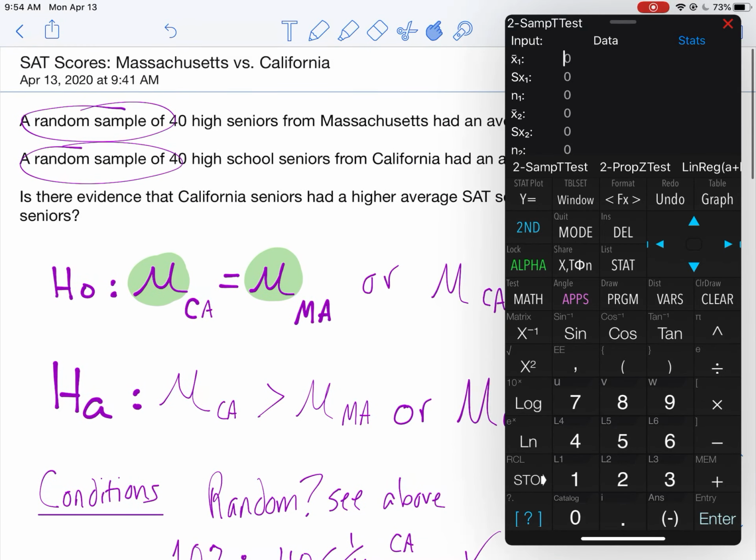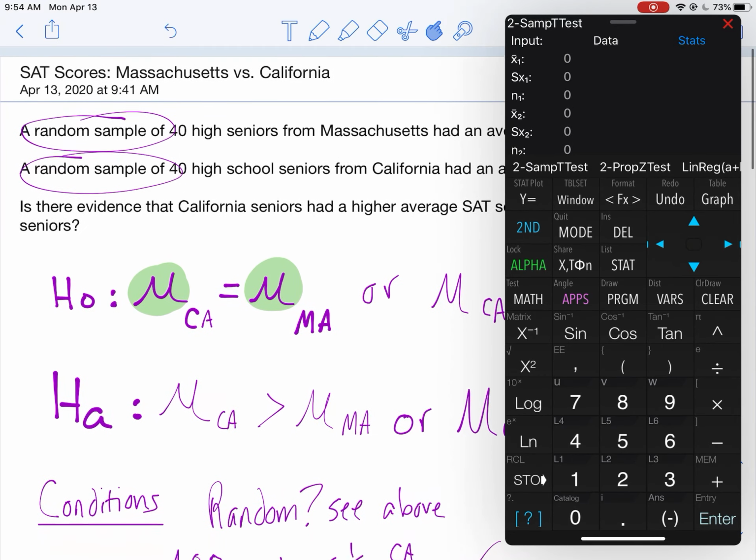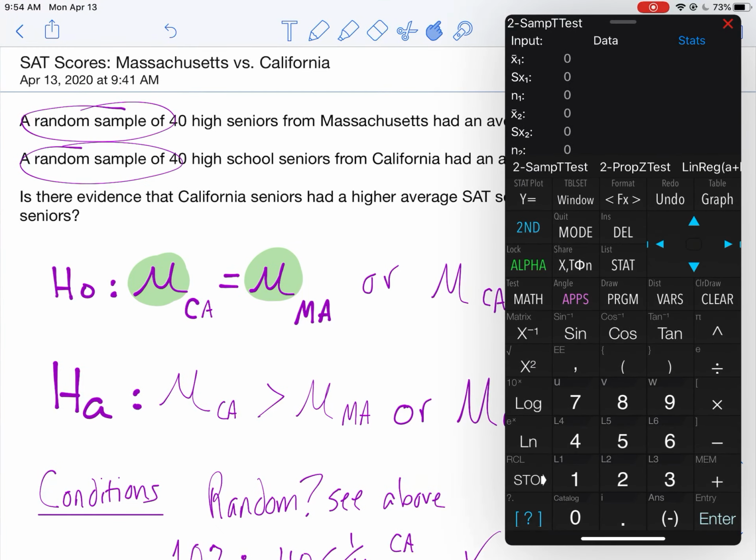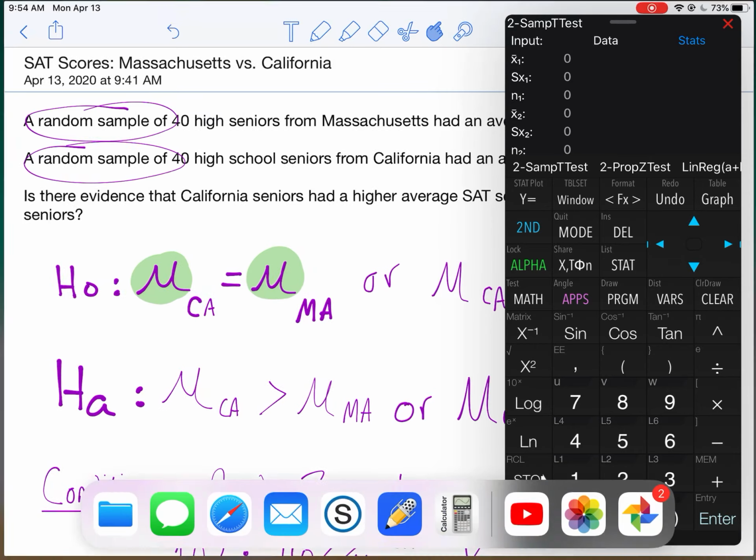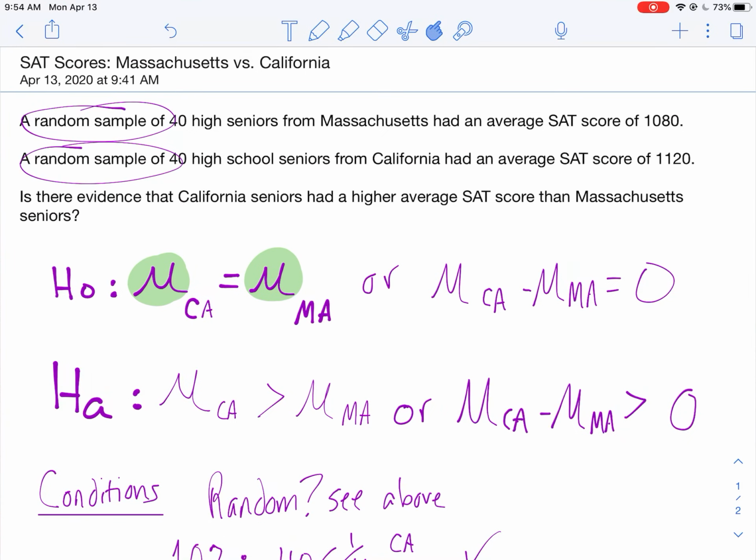I'm missing something here, and I'm going to add this in right now. All right, so I'm going to put this off to the side here. I'm going to close it. There we go. Come on.